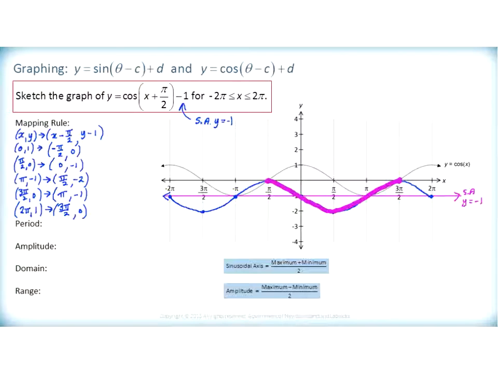And the period of this function did not change. The distance between negative pi over 2 and 3 pi over 2 is 4 pi over 2, which is still 2 pi radians. The amplitude, again, did not change as a result of a phase shift or a vertical displacement. So the amplitude is still equal to 1.